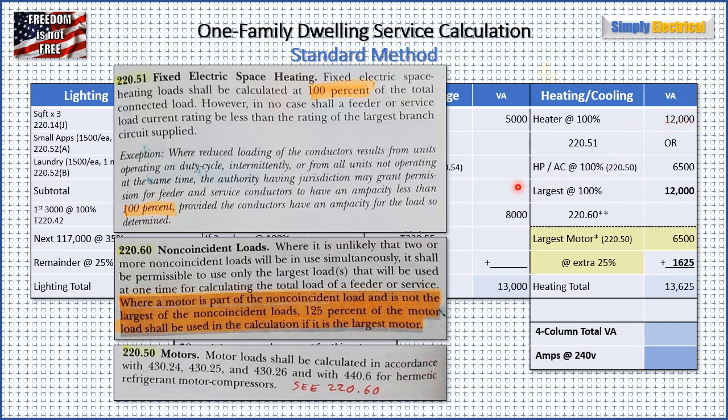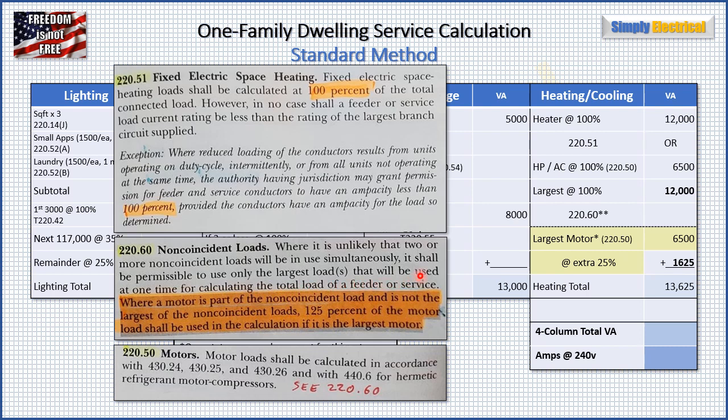Now, we have an AC, or actually a heat pump, at 6,500 watts. But what we're told here in 220.60, under non-coincident loads, it says where it is unlikely that two or more non-coincident loads will be in use simultaneously, it shall be permissible to use only the largest load or loads that will be used at one time for calculating the total load of the feeder or service. Okay, let's stick with that for now.